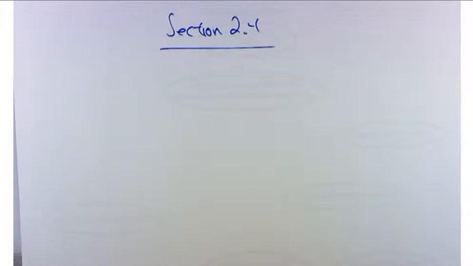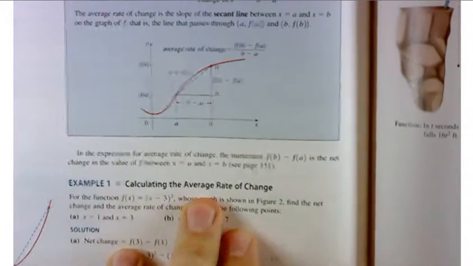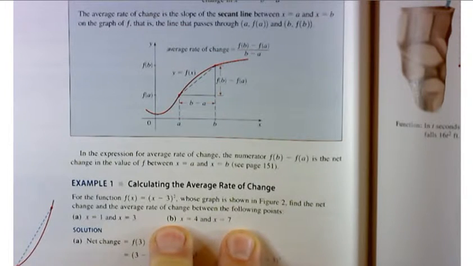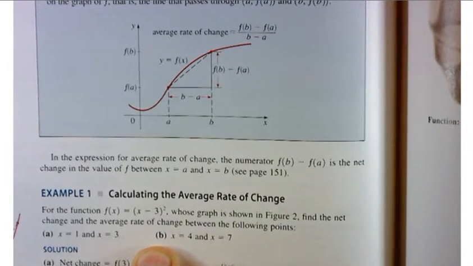Point 4 is going to ask you for the average rate of change of a function. So let's understand that in a couple different ways. The average rate of change of a function sounds pretty impressive, doesn't it? Well, it's not really that deep of a concept.